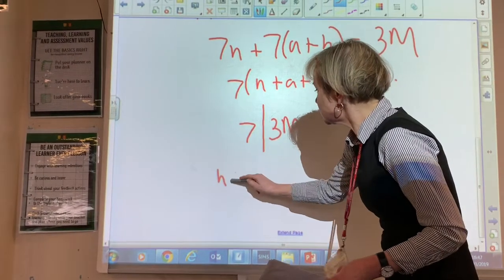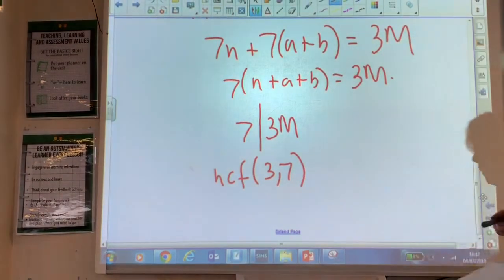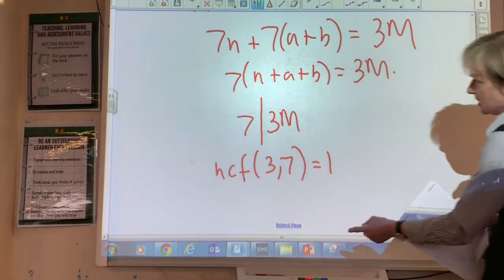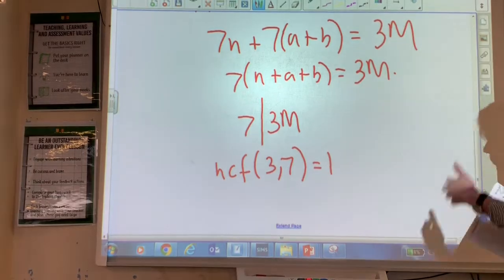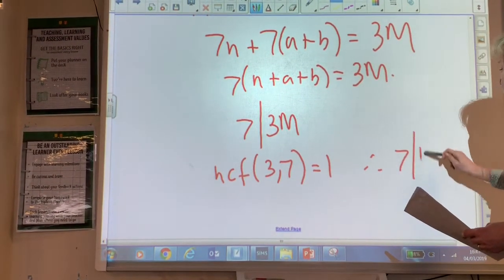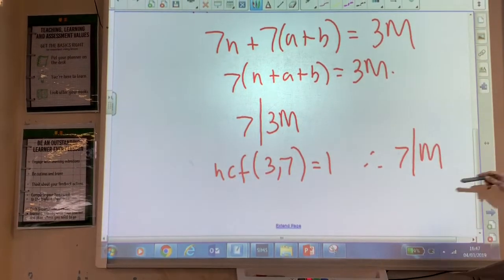You know that the highest common factor, remember this was the new way we were writing it today, the highest common factor of 3 and 7 is 1. So if 3m is divisible by 7, and 3 is not divisible by 7, therefore m must be divisible by 7. And now we're going to do it the other way.